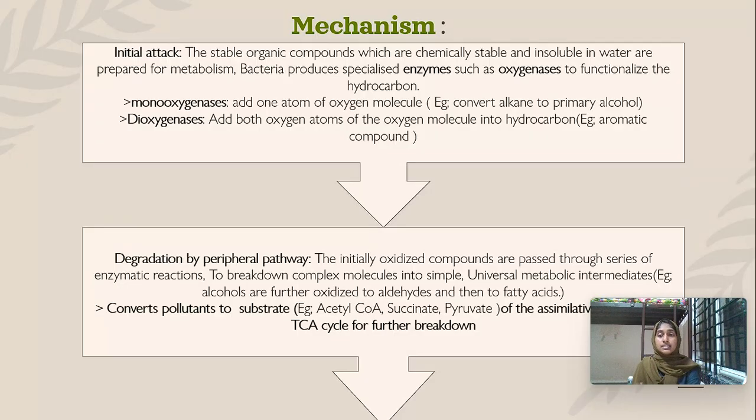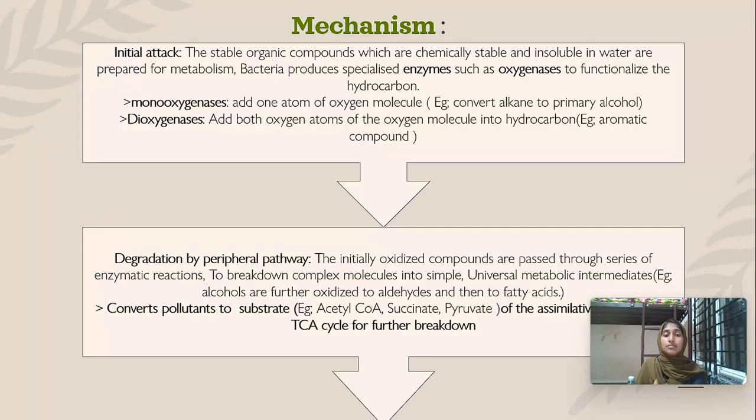These oxygenase enzymes are of two types: monooxygenases and dioxygenases. Monooxygenases add one atom of oxygen from the oxygen molecule into the organic compounds to make them unstable and water-soluble. For example, monooxygenases add an atom of oxygen into an alkane to make a primary alcohol. Dioxygenases add both atoms of oxygen from the oxygen molecule into hydrocarbons. Dioxygenases mainly act on aromatic compounds.